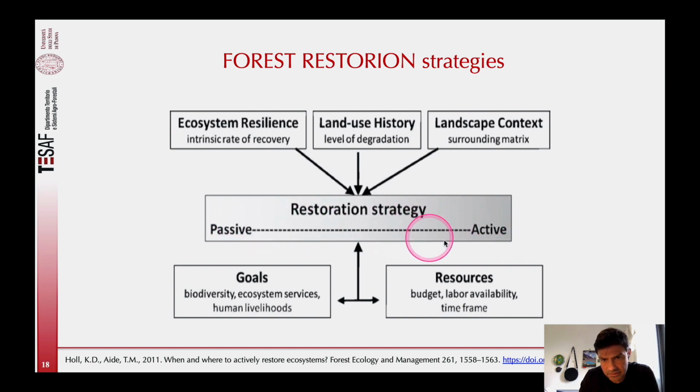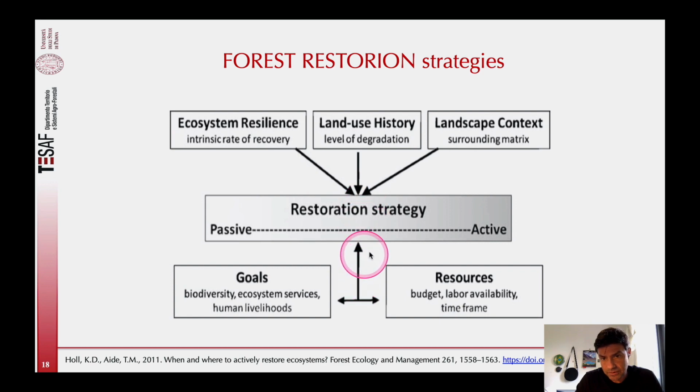But in the middle we have a range of other restoration strategies that could also work combined in the landscape. So it is going to depend on the ecosystem resilience. If you have a natural matrix, of course, the passive strategy is going to be easier to implement than if you are working in a very degraded landscape. So land use history and the context, not just the ecological context, but the social and economic context, all of those factors are going to influence the restoration strategies you are going to adopt.